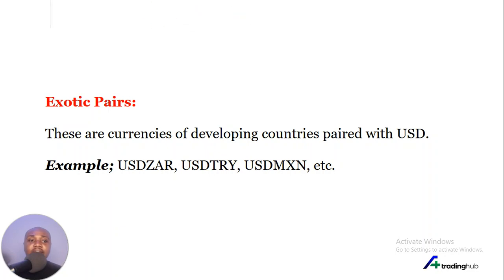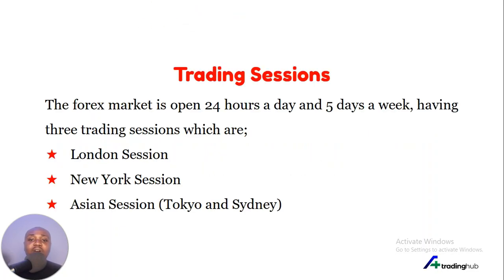Like I said earlier, the forex market is open 24 hours a day and 5 days a week, having 3 trading sessions, which are the London session, the New York session, and also the Asian session. The Asian session includes the Tokyo and the Sydney session. The most traded sessions in the market is the overlap of the London session and the New York session.